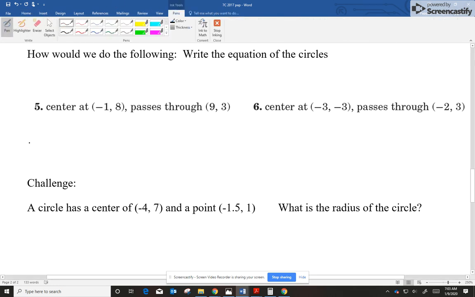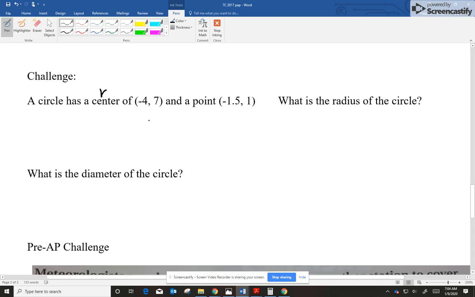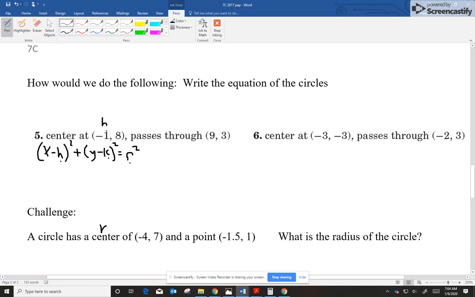All right, so we know the formula for the equation of a circle. We have x minus h squared plus y minus k squared equals r squared. All right, and we always fill in a number for h and k and r, and then we're done. Okay, so on these problems, we have our h and our k because they give us a center. So our h is at -1 and our k is at 8.